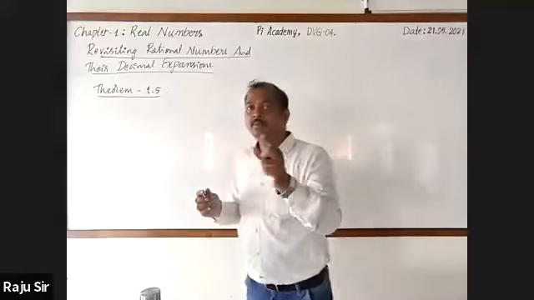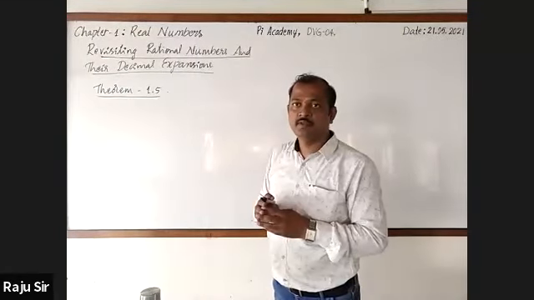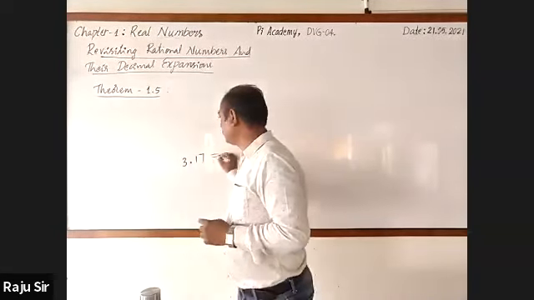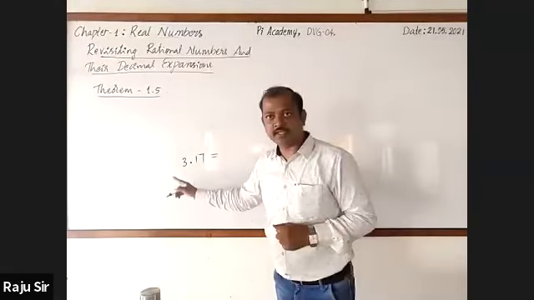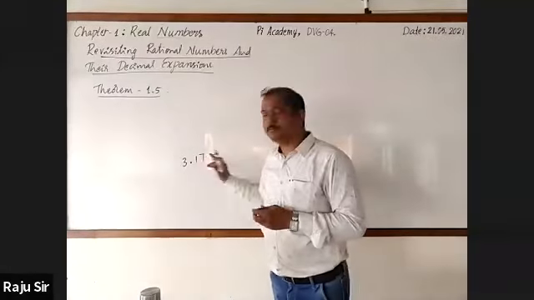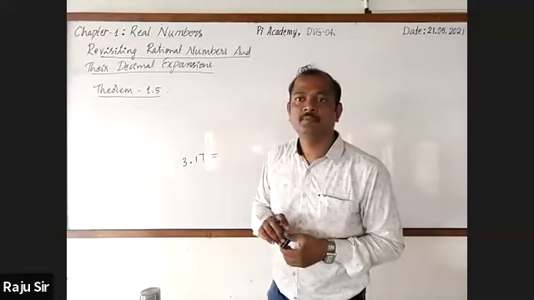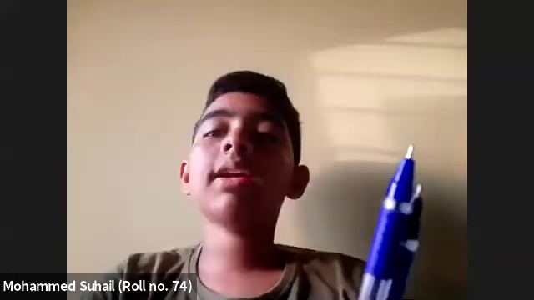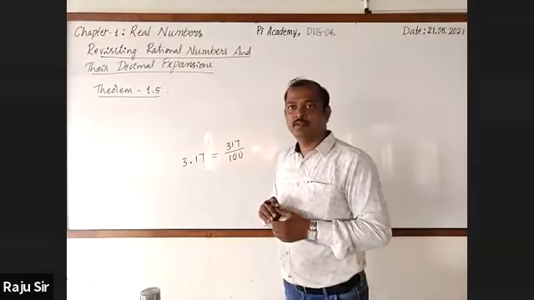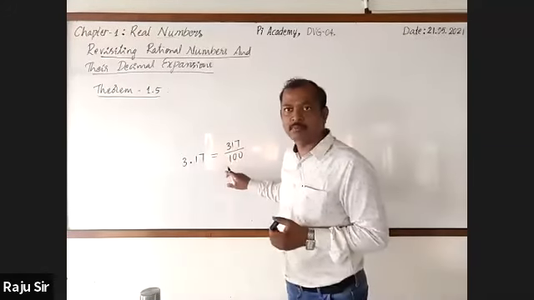Observe. I am going to take a rational number whose decimal expansion is terminating, like 3.17. Got it? I've taken a rational number whose decimal expansion is terminating, that is 3.17. Can it be expressed in the form of P by Q? Yes, sir. 317 by 100. Got it? If it is terminating, it can be written in the form of P by Q.